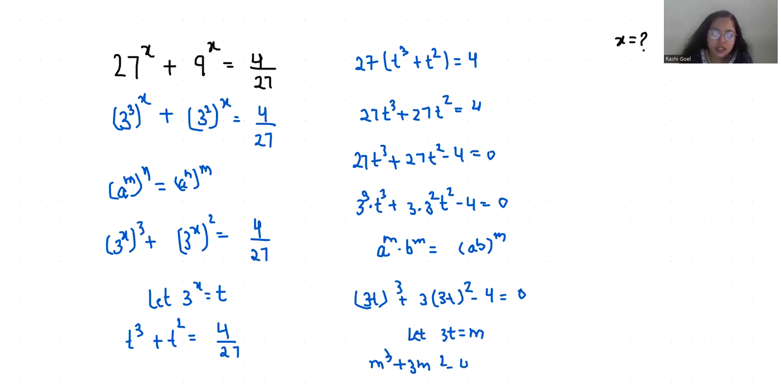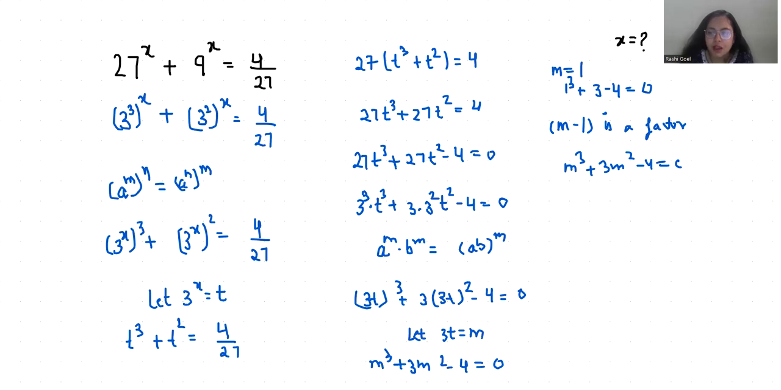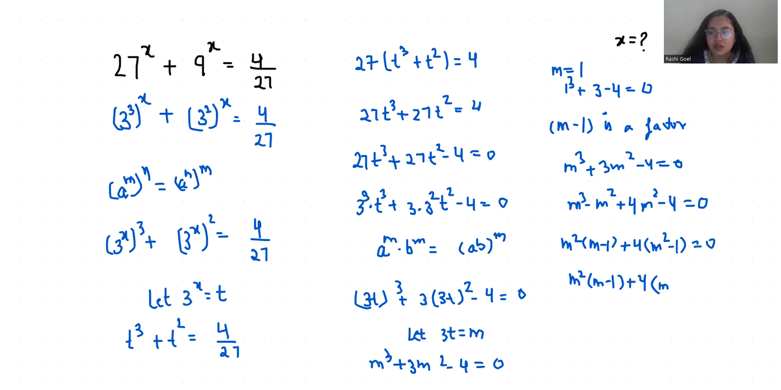Now I'm going to check whether m = 1 is a factor or not. So 1^3 + 3 - 4 = 0. Therefore, m - 1 is a factor. So we can write this equation as m^3 - m^2 + 4m^2 - 4 = 0. So m^2 (m - 1) + 4 (m^2 - 1) = 0. So m^2 (m - 1) + 4 (m + 1)(m - 1) = 0.